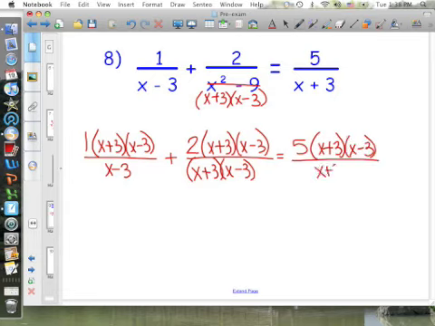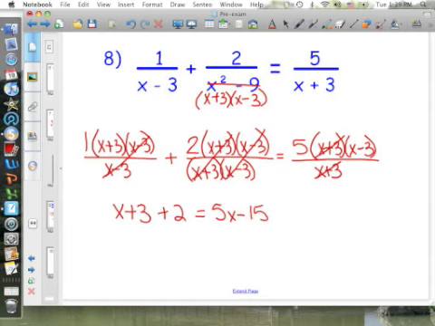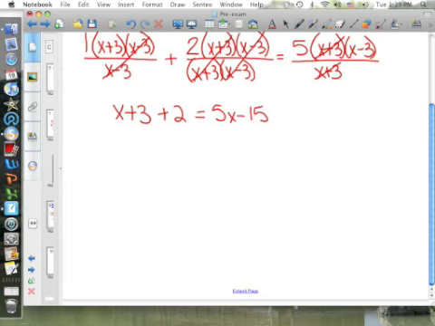over x plus 3. Now the point of doing this is to be able to cancel or reduce those fractions and make them whole. X minus 3's cancel here. All of this cancels here. And x plus 3 cancels here. So we're left with 1 times x plus 3, plus 2. And on the other side of the equal sign, 5 times x minus 3. And no more fractions.